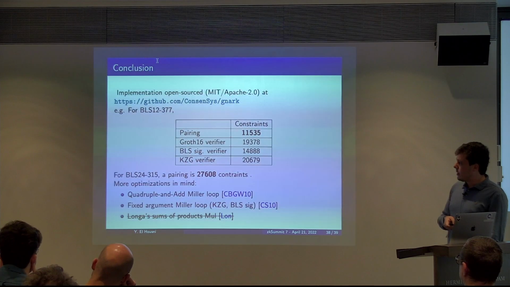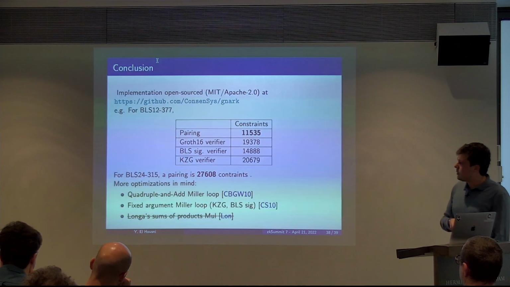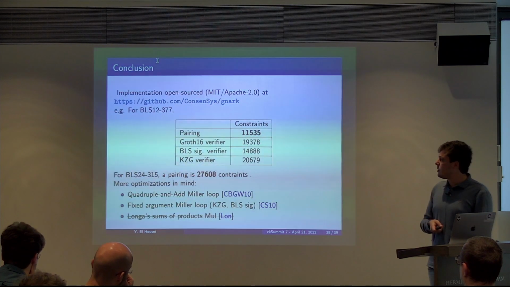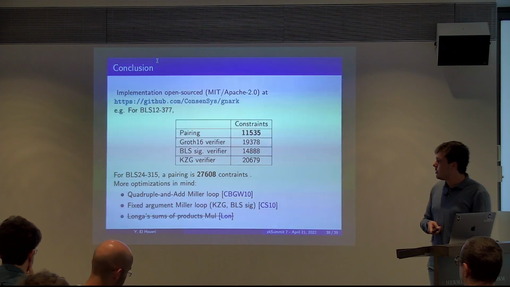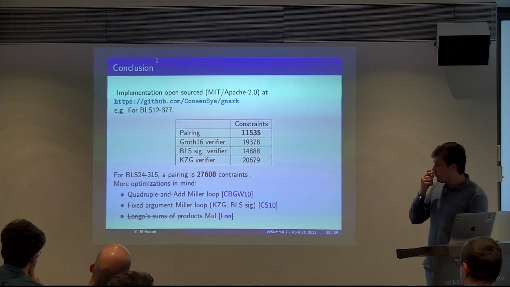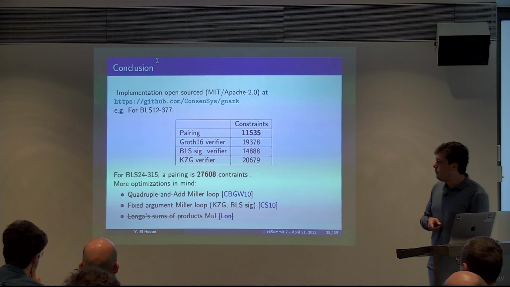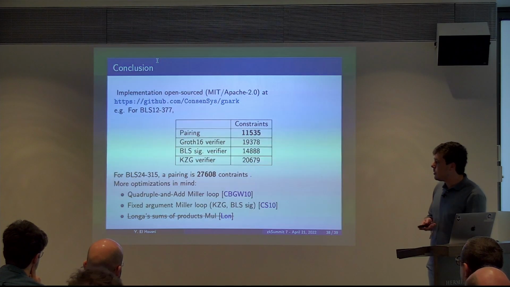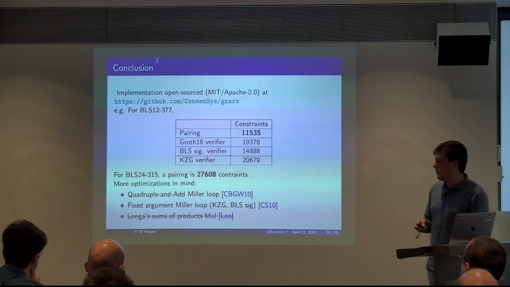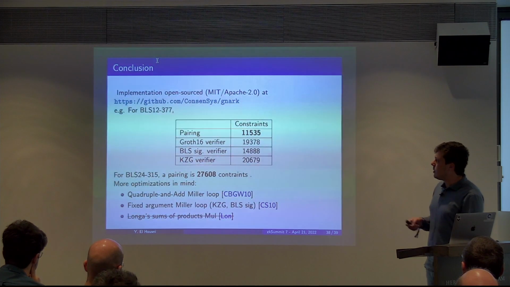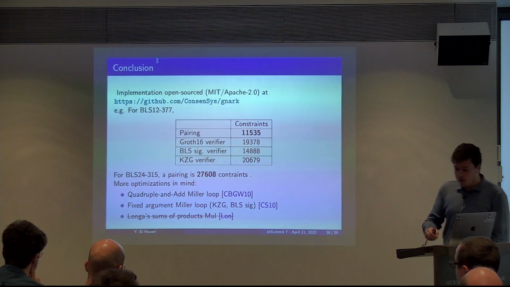So I just give examples of Groth16 verifiers, BLS signature verifiers, and KZG verifiers. So they cost 19, 14, and 20,000. For BLS12-381, it costs more than that because we have FP12... FP24, so it costs 27 thousand constraints. So we have more optimizations in mind, not implemented, to reduce the number of constraints even further.